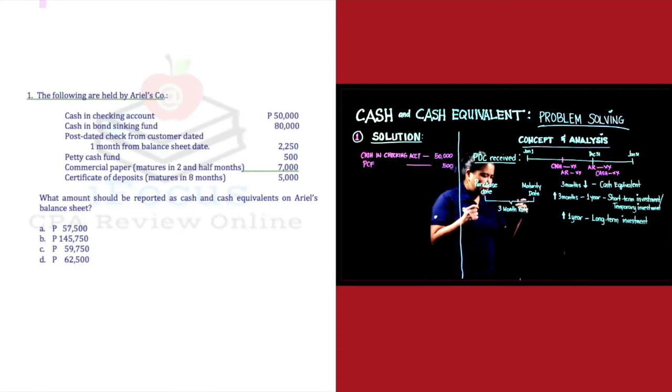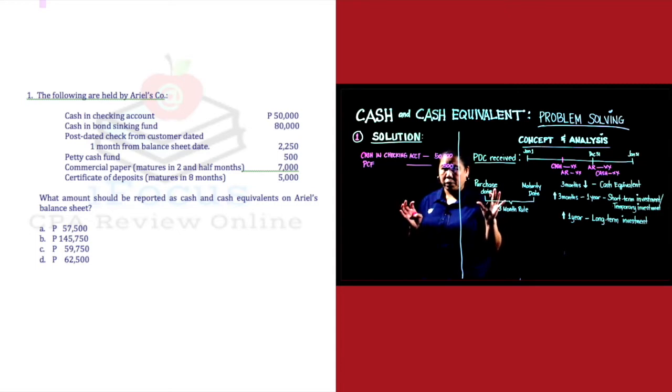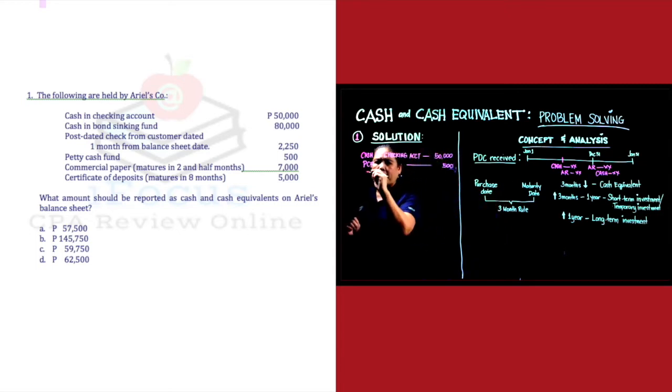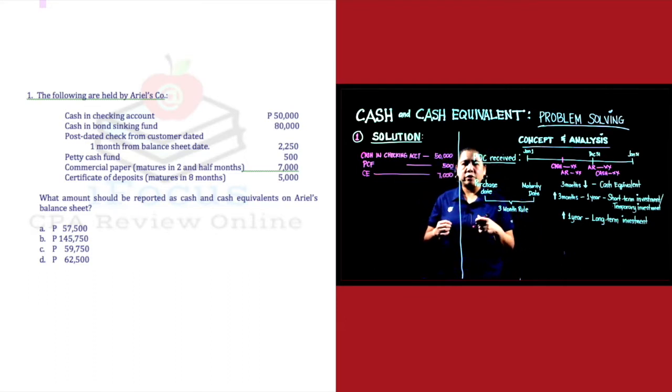So, to be considered as a cash equivalent, kailangan nagpo-fall siya sa 3-month rule from the purchase date up to the maturity date. Since our commercial paper matures in 2.5 months, pasok siya sa ating 3-month rule. Alright? So, ito kasama siya, which is considered as cash equivalent. Cash equivalent of 7,000. Alright? Item number 6, certificate of deposits matures in 8 months. Alright, ito namang certificate of deposit, this is another instrument, but we cannot consider this as a cash equivalent kasi hindi siya pasok sa 3-month rule natin.